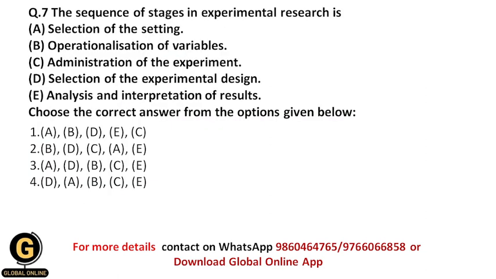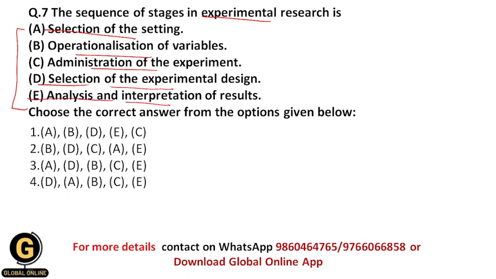The sequence of stages in experimental research. Whatever the research type is, in every research type there are different kinds of stages, and those stages have common characteristics, and those stages change according to the research type. So here some sequences have been given from A to E, and we are going to select the correct sequence of stages in the experimental research design. So whether it is selection of the setting first, or operationalization of variables, administration of the experiment, selection of the experimental design, then analysis and interpretation of results.